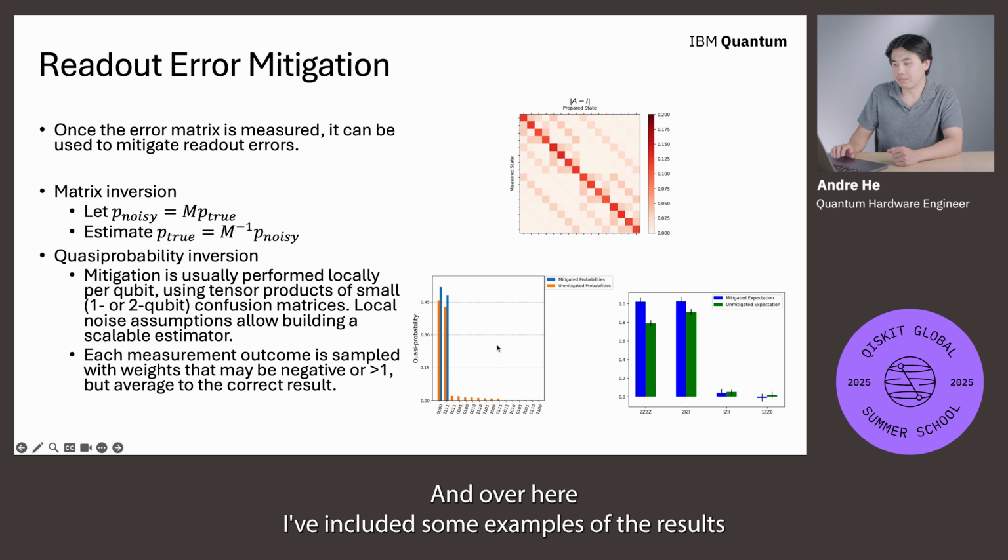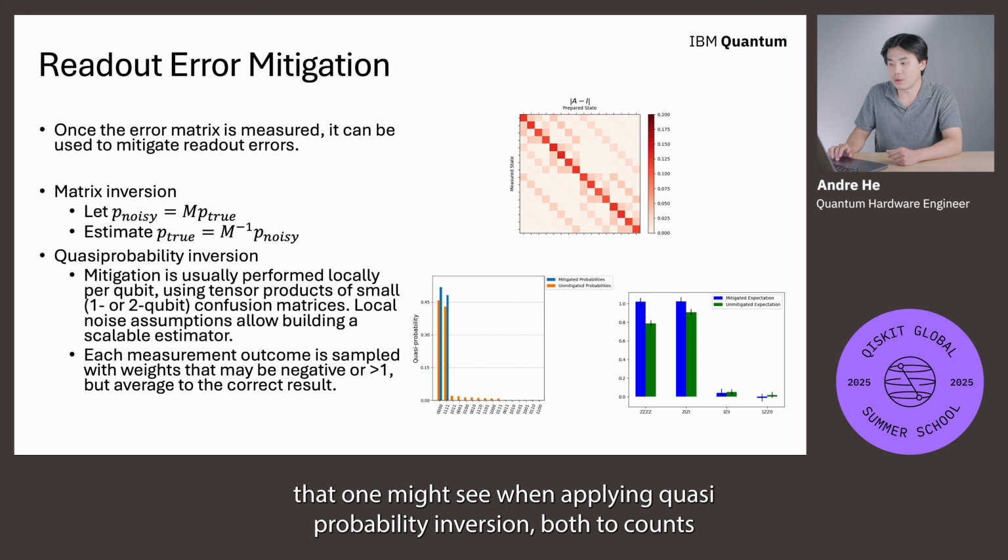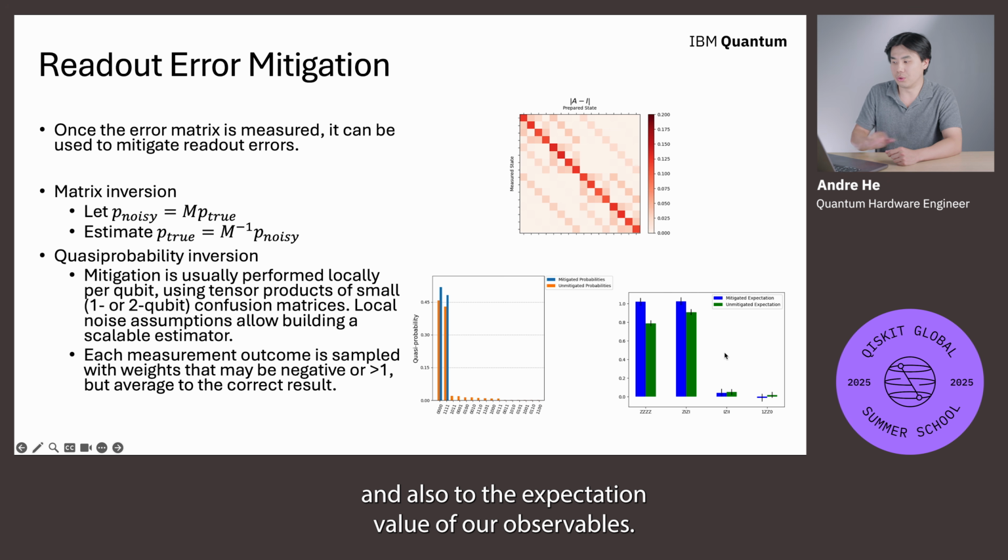And over here, I've included some examples of the results that one might see when applying quasi-probability inversion both to counts and also to the expectation value of our observables.